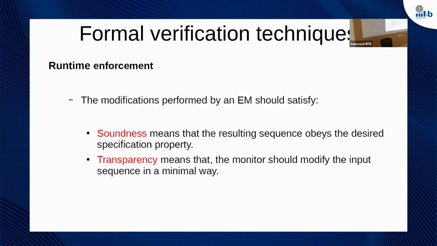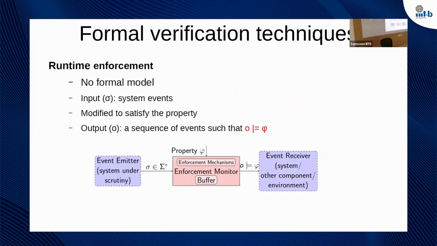While performing those modifications, the runtime enforcement monitor should always adhere to principles such as soundness and transparency. Soundness means that when the runtime enforcement monitor changes the execution, it should change it in such a way that the final output always satisfies the property. The second thing is that if my executions were already satisfying the property, then it should not change them. It should just relay them directly to the other system. Unnecessary changing should not be done. That is what is meant by transparency.